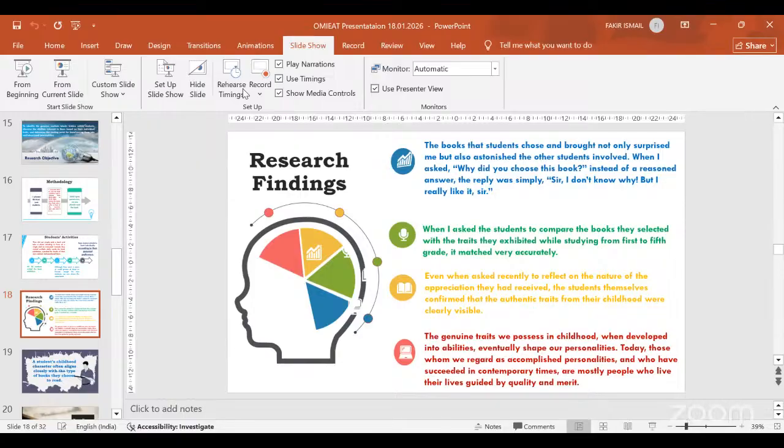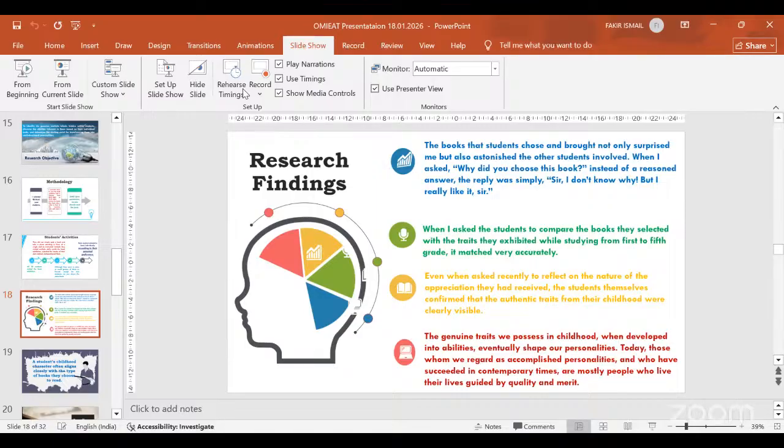Some teachers said, you are the very best. Your dress code is very, very neat. Your handwriting is very good. So they had received lots of appreciation. The students themselves confirmed that the authentic traits from their childhood were clearly visible. The genuine skill possessed in childhood, when developed into abilities, eventually shapes our personalities.